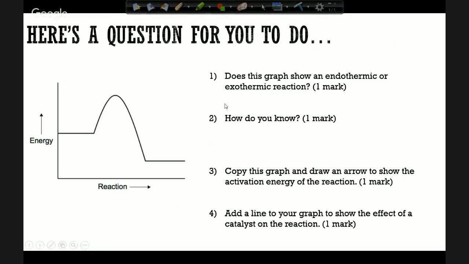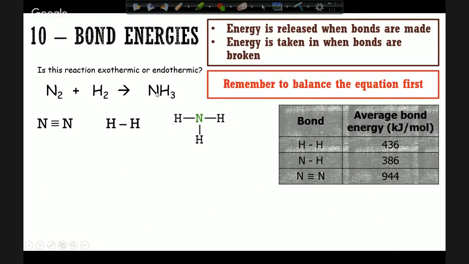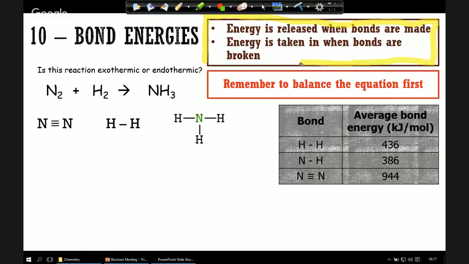So with bond energy questions, they will give you everything that you need in the equation, but there's something really important that we need to remember, and that is this box over here. It is the idea that energy is released when bonds are made. Energy is taken in when bonds are broken.